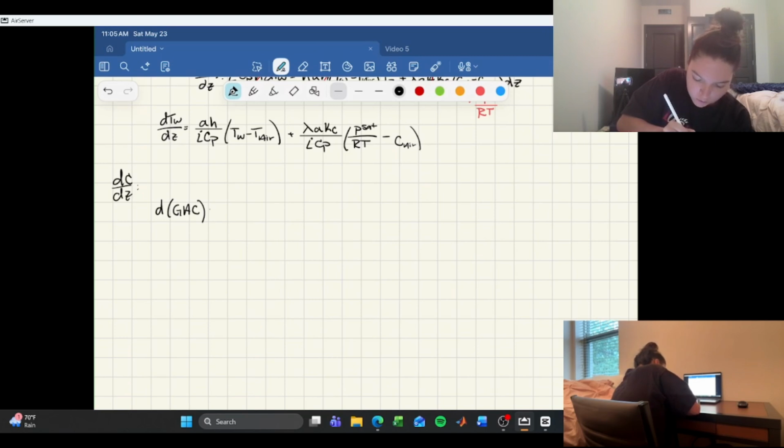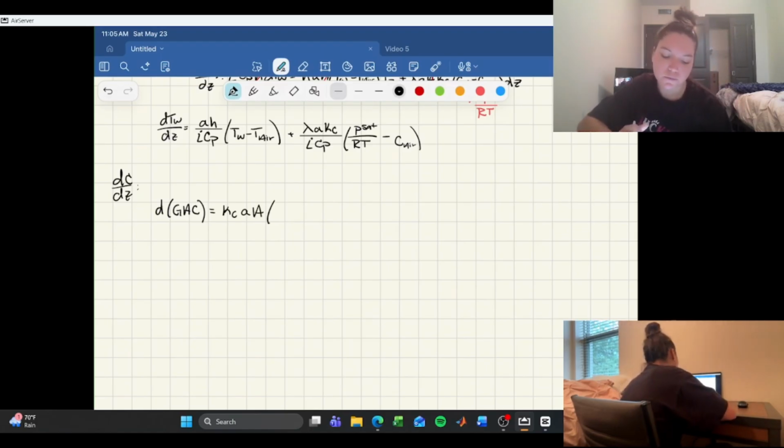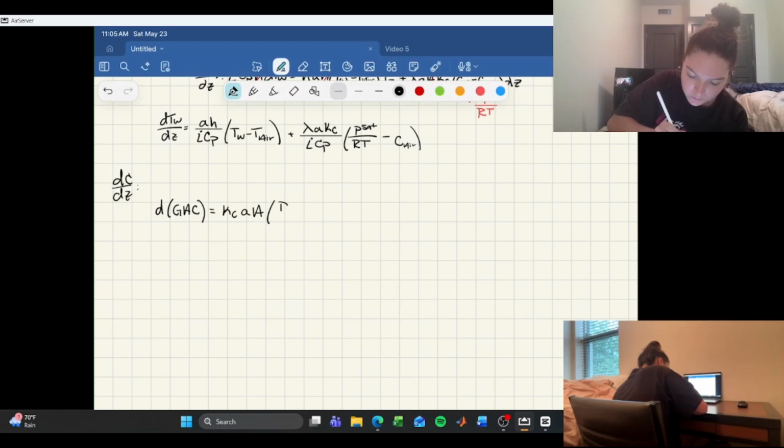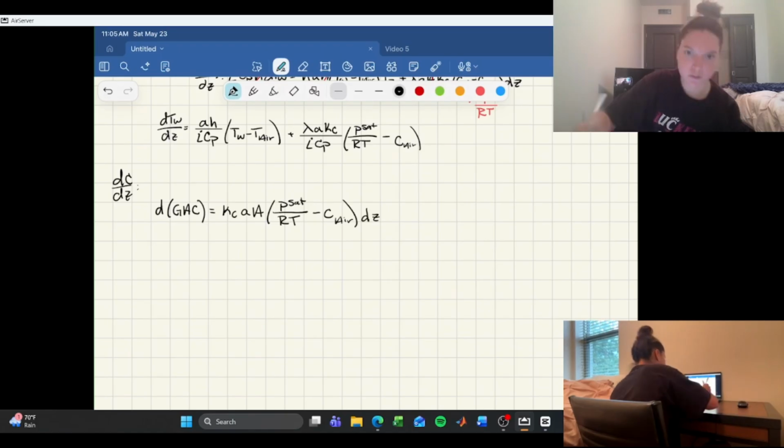Okay, and this will be equal to the mass transfer coefficient times the packing times the area times the concentration of the water minus the concentration of air, which we said was the saturated pressure over the gas constant times temperature minus the concentration of air, and this is going to be times dz.